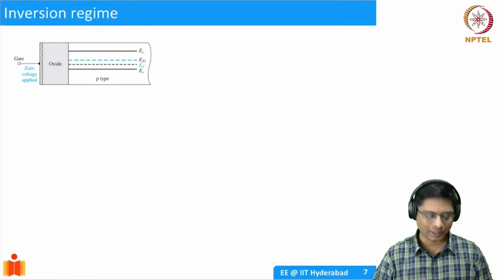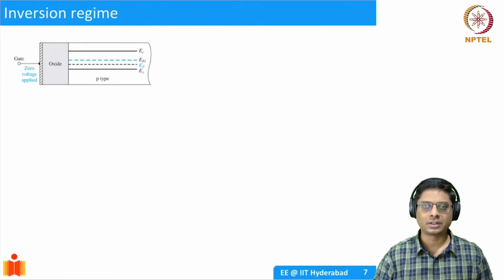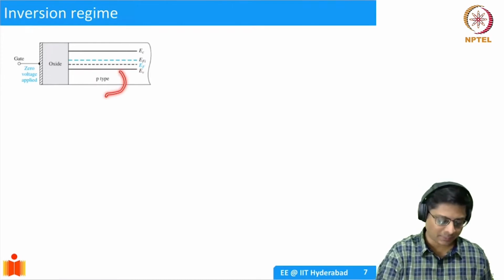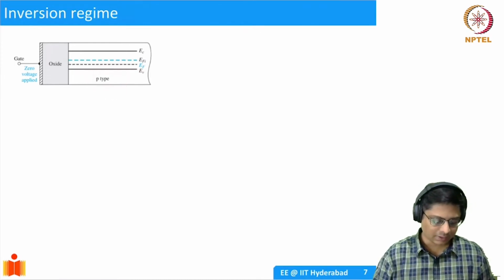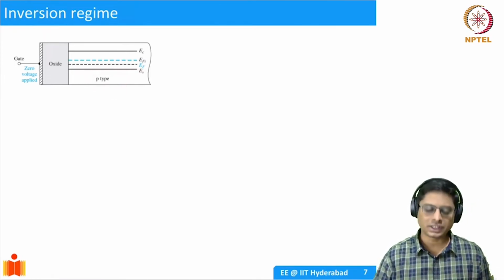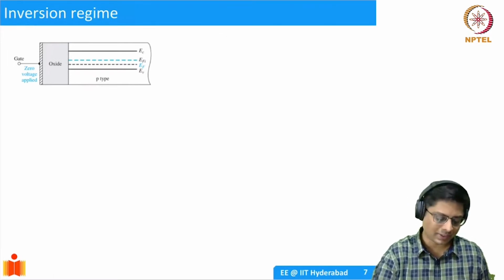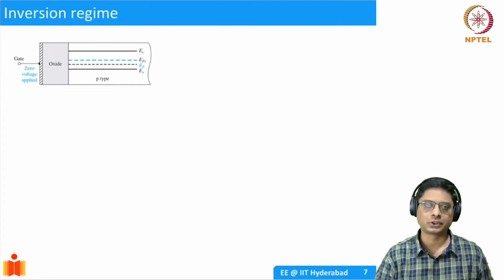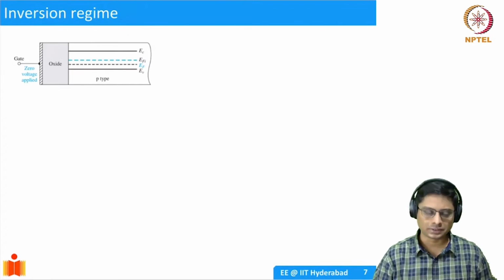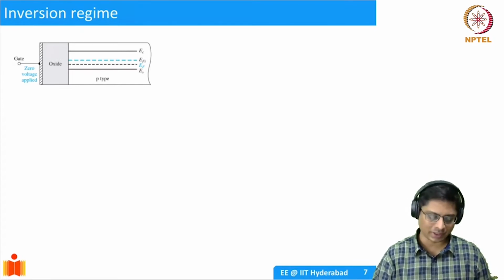Welcome back. So in the last video, we were talking about various biasing modes for an NMOS capacitor. We started with a P-type substrate, and when there is no applied voltage, the bands will be flat. Right now, we are only looking at the bands in the semiconductor. We will worry about the oxide and the metal in the next week. For now, I just want you to focus on the semiconductor.